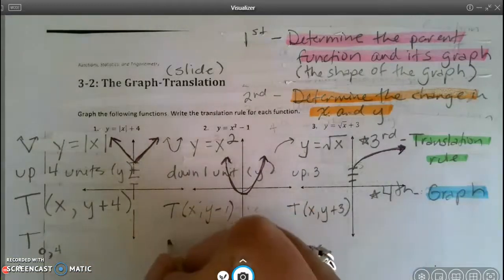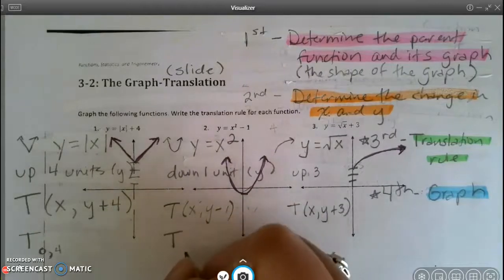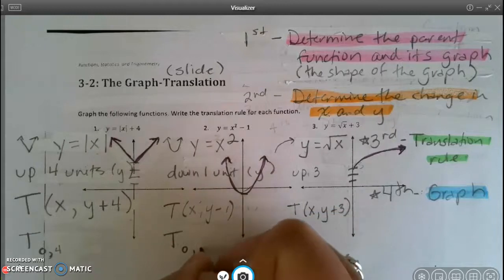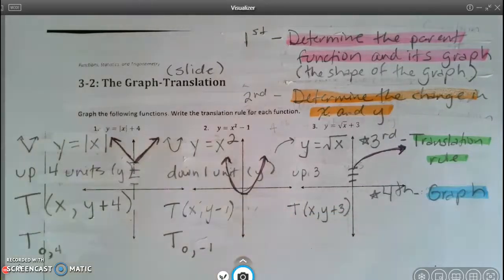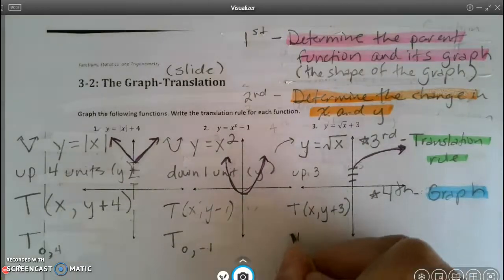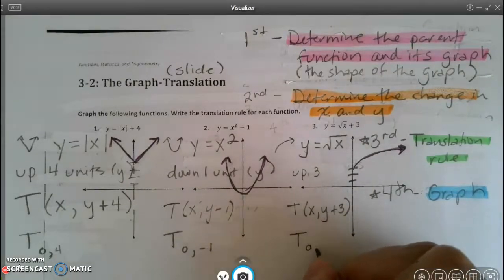So on this one, our translation rule, we didn't do anything to the x, that's 0. And the y was minus 1, so we just put the minus 1. And because these are kind of written like an ordered pair, we don't put the parentheses. It's understood that the first one is what's affecting x and the second one is what's affecting y. So this third one is nothing happening to the x and the y is going up 3.